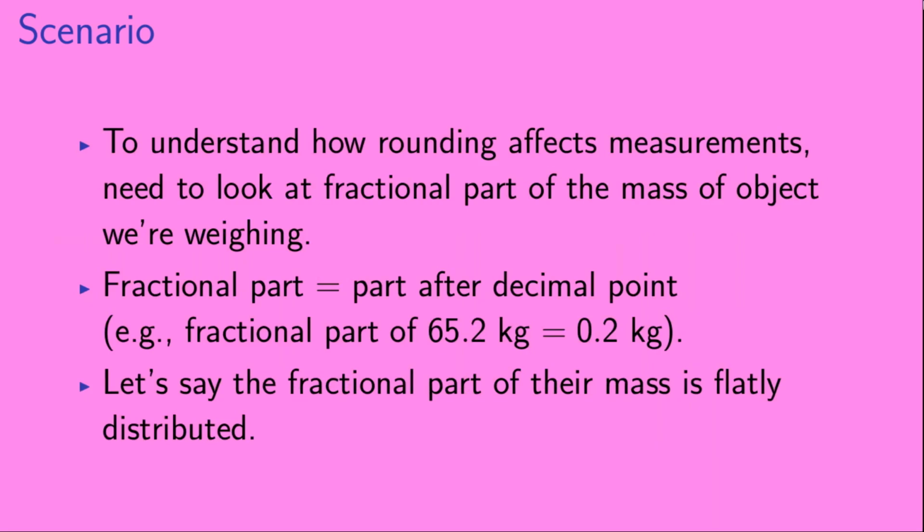Okay, so to understand how this rounding is going to affect the measurements, we need to look at the fractional part of the mass of the object that we're weighing. Now, the fractional part is the part that is after the decimal point. So, for example, if the mass of the object is 65.2 kilograms, the fractional part of that is 0.2 kilograms. Now, let's say that the fractional part of the mass is flatly distributed.